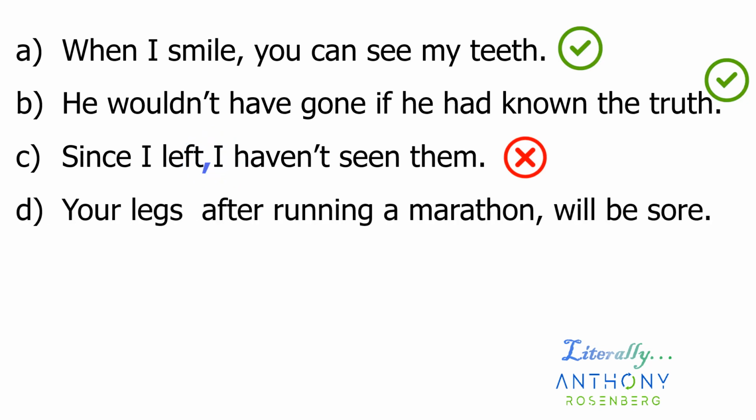Next one. Your legs after running a marathon will be sore. Now we do have a comma in here. That's interesting. Again, we have to isolate things to find the main clause and to find the subordinate clause. So what will be sore? We've got this verb will be, so there's our verb phrase, will be. What will be sore? Well, the marathon will not be sore. Running will not be sore. Your legs will be sore. Your legs will be sore is a good, clear sentence. Within the context of a conversation, you'll understand that that is an independent clause.